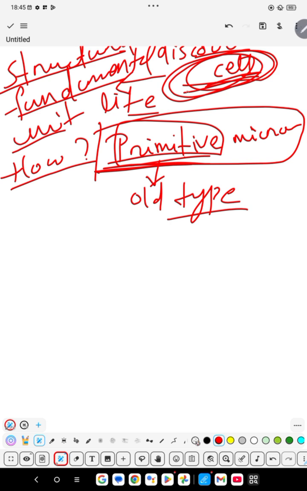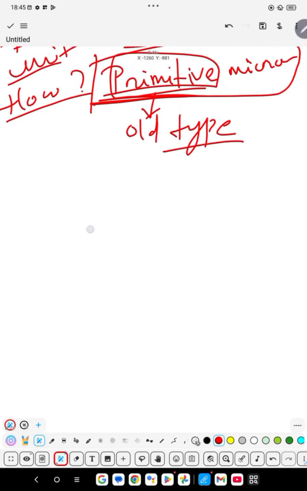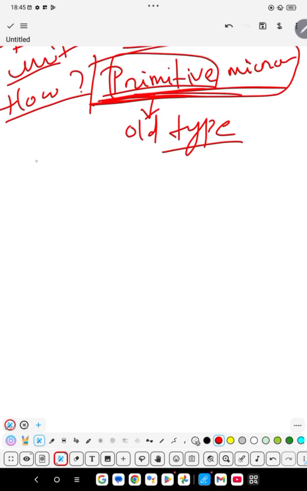So it is not that easy to go further into the cell, to see what is the thing beneath it. So it took time, not just that year or two to three years after. It took a long time. Okay, so primitive microscope is an old type of microscope.